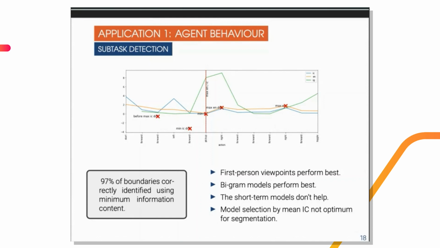And I think that makes quite a lot of intuitive sense. There is more information, there is a greater level of pattern in the first person viewpoints than in the bird's eye viewpoints. We also discovered that bigram models perform best, so just considering one context element. And also that mean information content. So if you select the viewpoint models or an overall model purely on information content, it doesn't necessarily give you the best information profiles for segmenting.